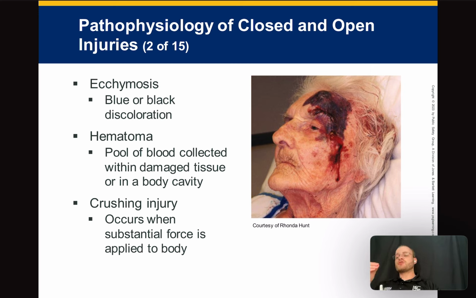Now, the actual mass of blood up underneath the skin is called a hematoma. And I recently found out it's the same word in Spanish. Hemato means blood, and oma means mass. And so it's a mass of blood, but it's underneath the skin. Okay. And so this is a pooling of blood up underneath the skin. Okay. And then a crush injury occurs when substantial force is applied to the body. So you can imagine what crushing is. We're going to talk more about that.